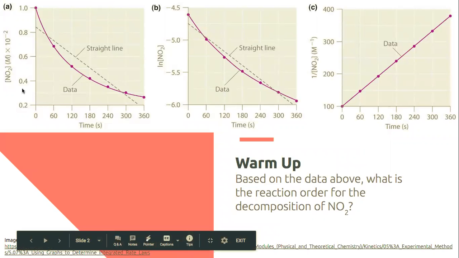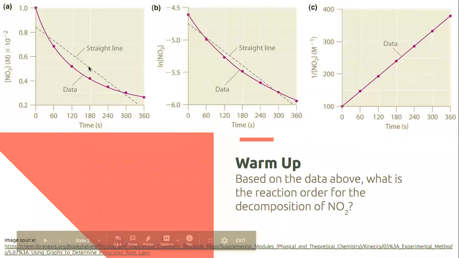So look at the three graphs at the top of the screen. Based on this data, what is the reaction order, the decomposition of nitrogen dioxide? All of these are different graphs related to the decomposition of nitrogen dioxide.